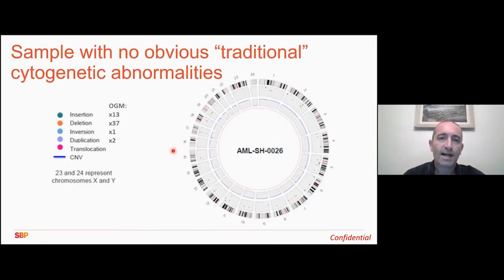And then just one last example of a circos plot. This is one of our samples that was considered normal or negative by traditional cytogenetics. And we don't see any translocations here, but all the dots around the circos plot represent structural variants. We found 13 insertions, 37 deletions, an inversion, and 2 duplications. So a lot more structural variants detected using optical genome mapping.